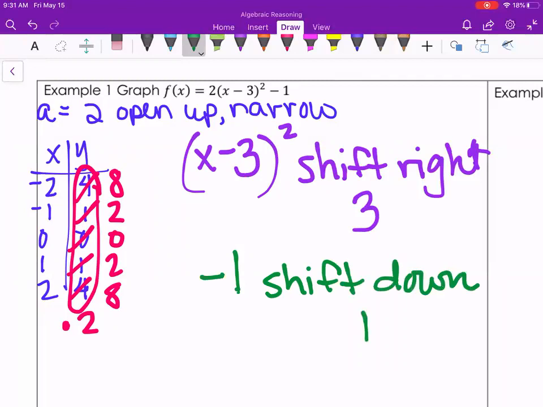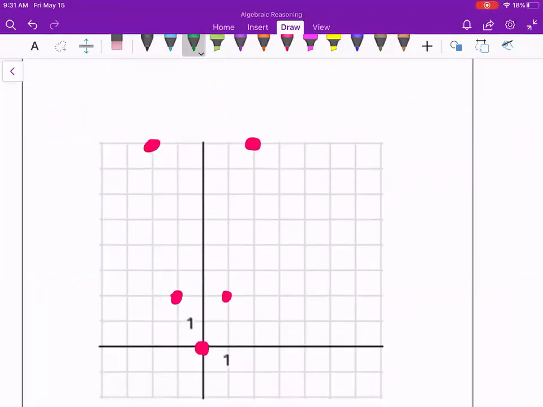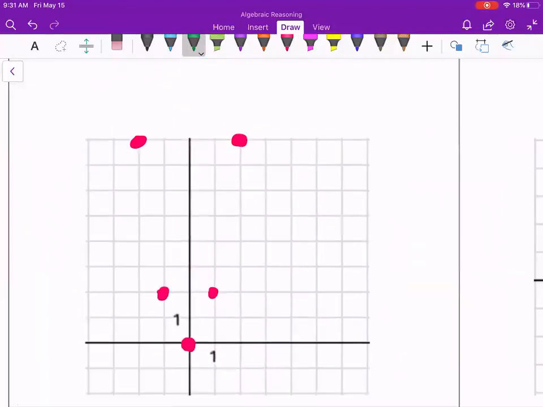So now to those 5 points that we have, we're going to take each one of them, shift them right 3 squares and down 1 square. So let's do that and see where our original graph is going to rest. So right 3, down 1. So I'm going to start with this first point up here at the top. I'm going to go right 3 squares, down 1. That's where my new point is.